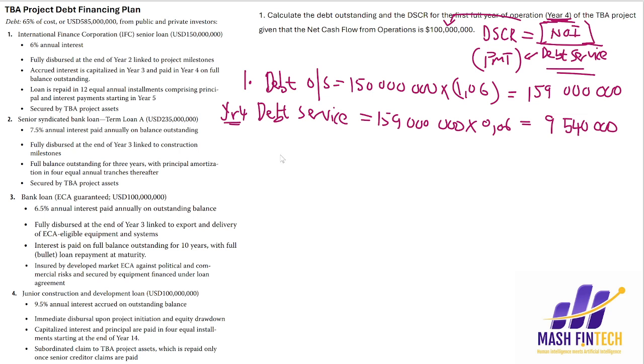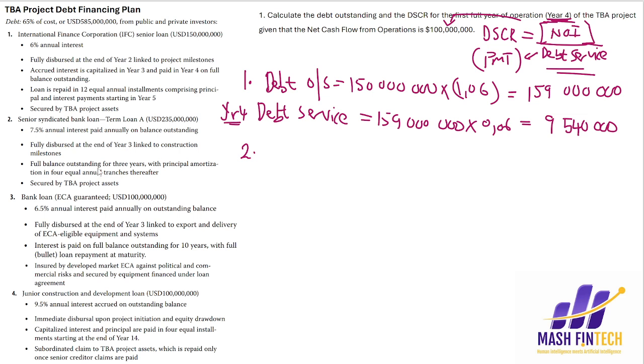Let's go to the next one, this one now. This is a senior syndicated bank loan. It's 235 million, 7% annual interest paid annually on balance outstanding, fully disbursed at the end of year 3, linked to construction, full balance outstanding for 3 years with principal amortization in 4 equal annual tranches thereafter, secured by TBA project assets. So it's also secured by TBA project assets.